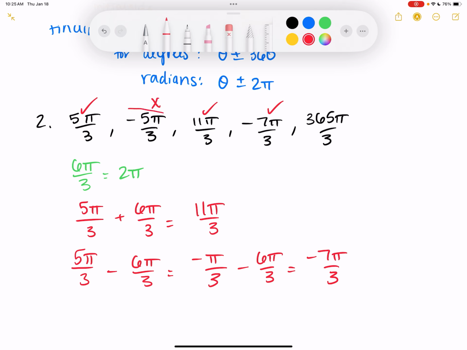So this is the one that I'm trying to find, which tells me that the 365 pi over 3 is going to have to be coterminal because there's only one that's not, according to the instructions. Otherwise, you could basically just keep adding 6 pi over 3 or whatever to it. You could multiply by like 20 and then do it, and that would also work to give you that. But anyways, it's going to be coterminal because only one of them is not.